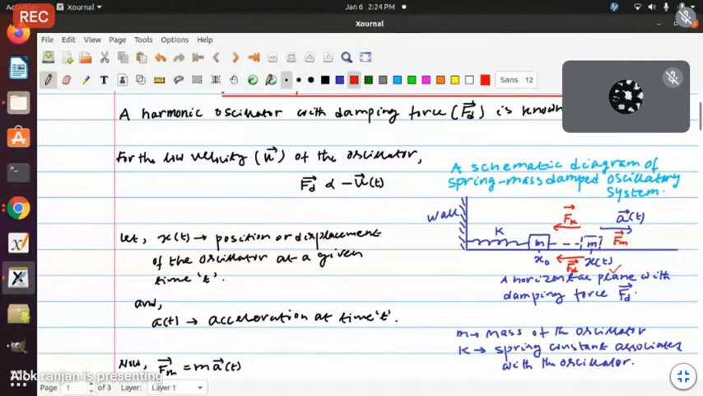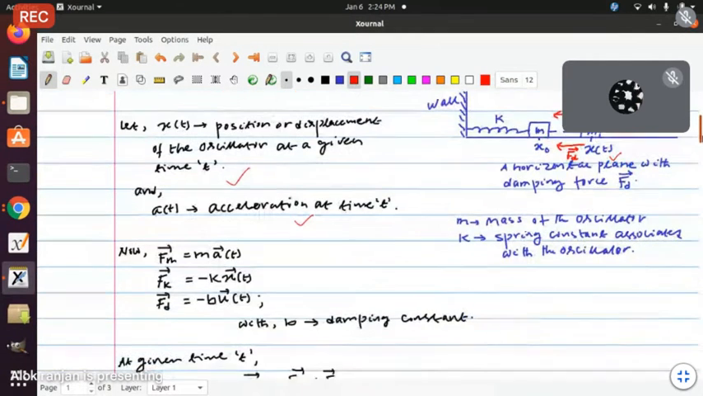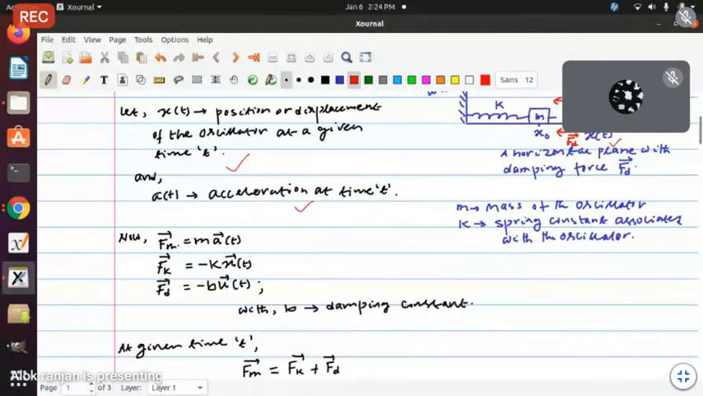So these are the forces associated with the oscillator at an instant of time t, which I have defined here. A is the acceleration at that instant of time. Now, what are the forces? This is simply from Newton's law that we have already seen in the last lecture. And then the damping force is directly proportional to velocity, with a proportionality constant b, known as the damping constant. So we know the mathematical expression for all forces associated with the oscillator.